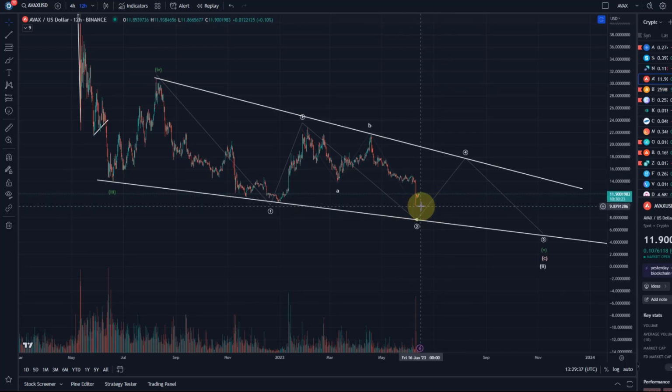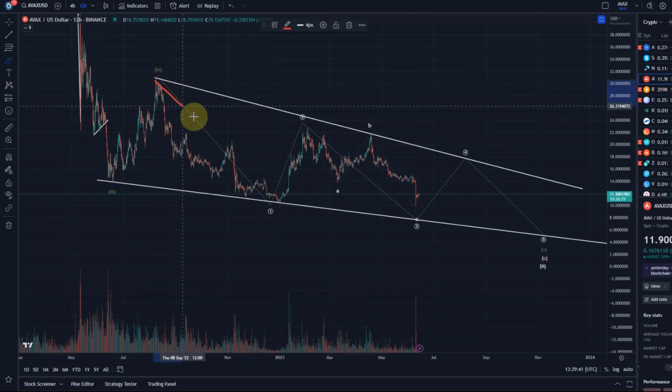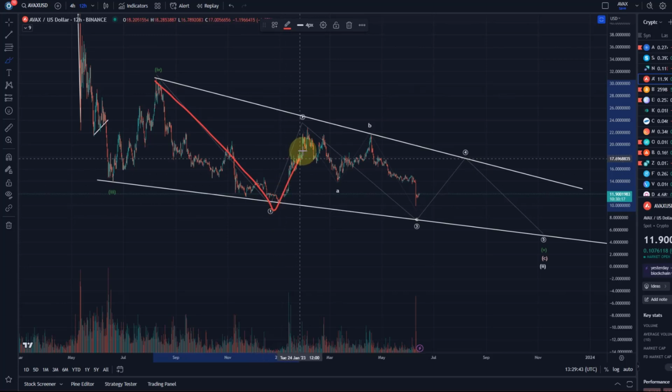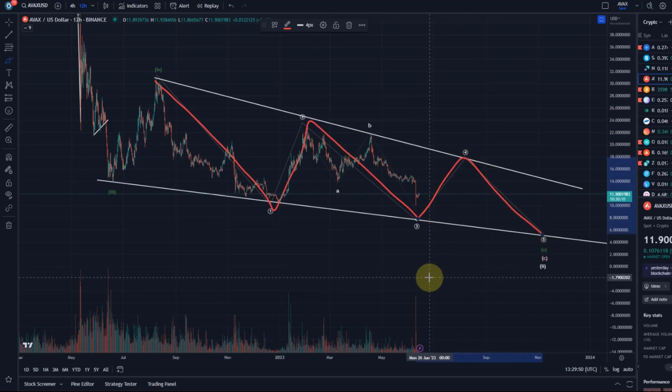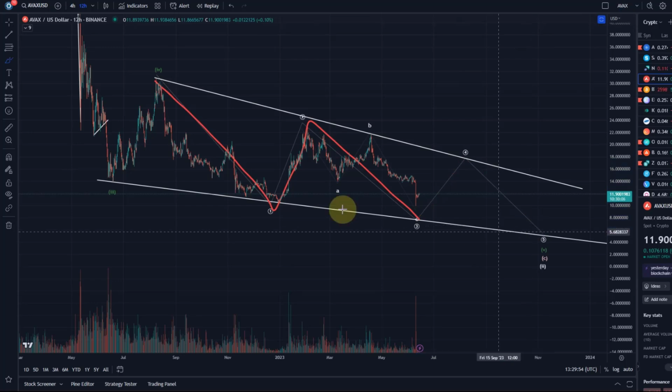Had this wick to the downside, they often get filled, and the wave structure currently suggests that this was a wave 1 to the downside, a wave 2 to the upside. We're now moving down in a third wave, that would be an ABC structure, then a wave 4 to the upside and a wave 5 to the downside. That's at least what I'm observing and following at the moment.